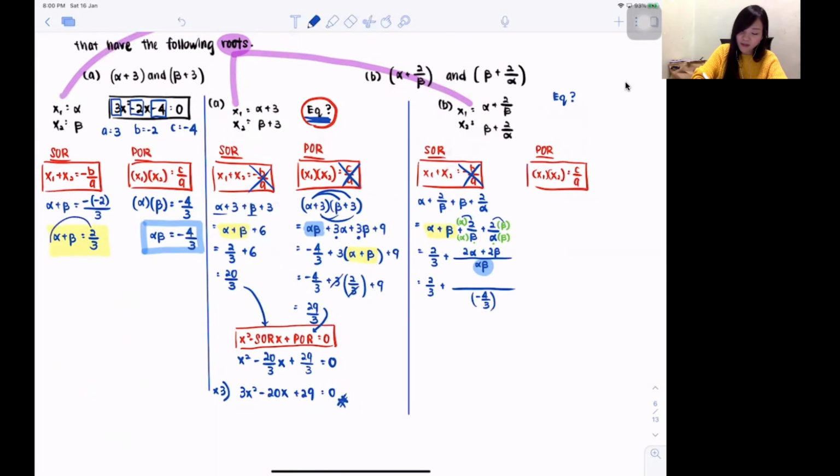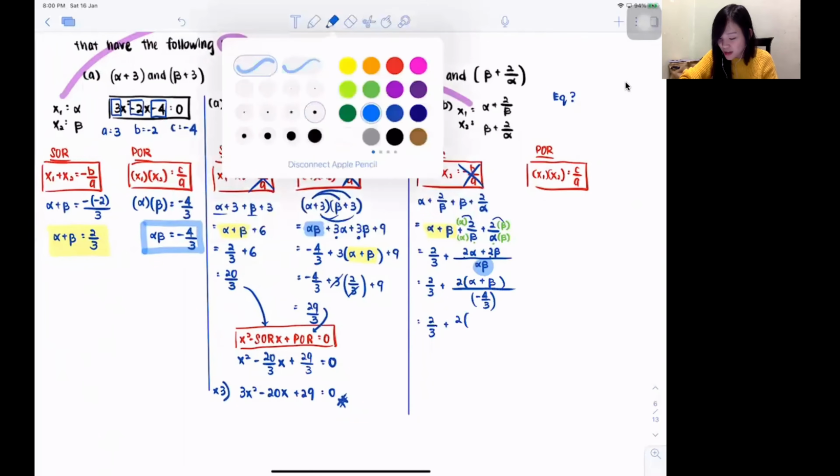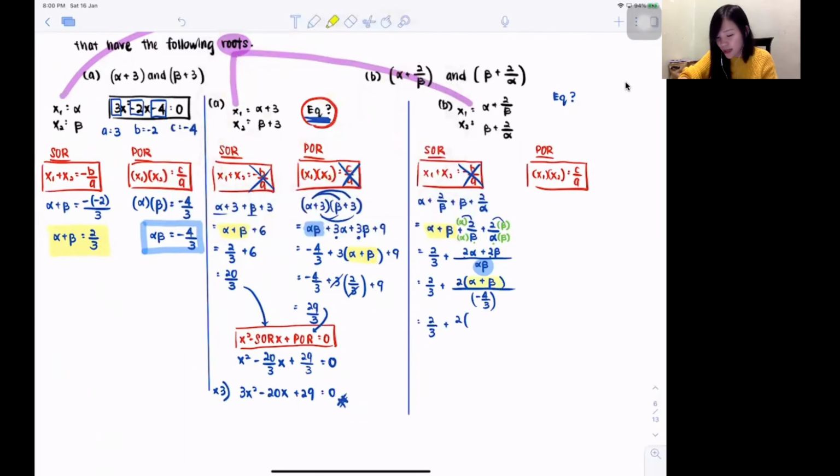I only have alpha plus beta. That's why the 2 is a bit annoying. I will factorize the 2 out. 2 out, I left alpha. 2 out, I left beta. So now I think I can substitute again. Alpha plus beta is the one in yellow again. So the yellow one is 2 over 3 over negative 4 over 3.